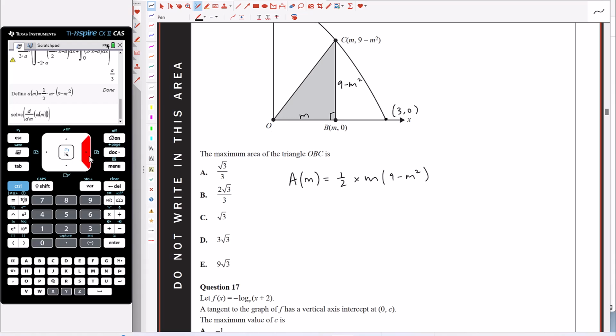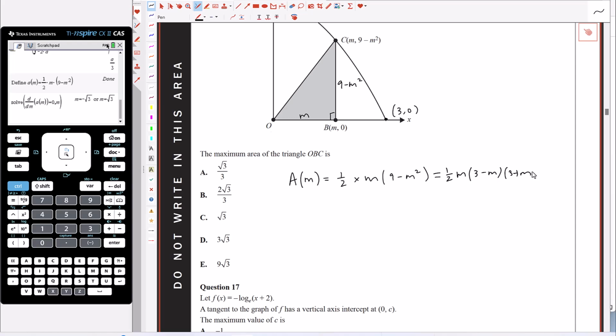Equal to 0 for m. It's obviously a cubic function, so it's got 2 stationary points at negative root 3 and positive root 3. So if we think about this function, it is half m times 3 minus m times 3 plus m. So it's a negative cubic with intercepts at 0, negative 3 and positive 3. So we've got this happening there. We've just discovered that that's root 3 and that's minus root 3. So obviously maximum area is happening when m equals root 3.